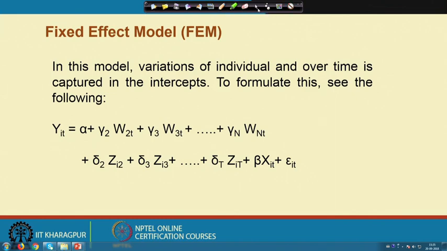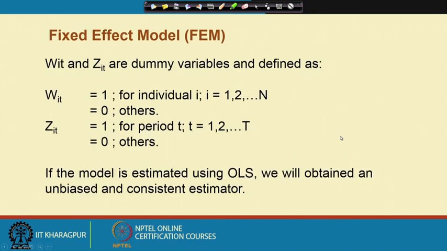So, now taking this clue, the entire structure can be written like this: W_it and Z_it are the dummy variables, defined as W_it equal to 1 for individual i, where i varies from 1 to n, and equal to 0 for others. That means when we consider a particular cross-sectional unit, at that time the weight will be 1, and for other cross-sectional units by default it will be 0. Similarly, Z_it is representative of the time series component. When we consider a particular time period, that time period will be used as a proxy 1, and at the same time the other time periods will be treated as 0 impact. That is why the structure can be written as z equal to 1 and z equal to 0.